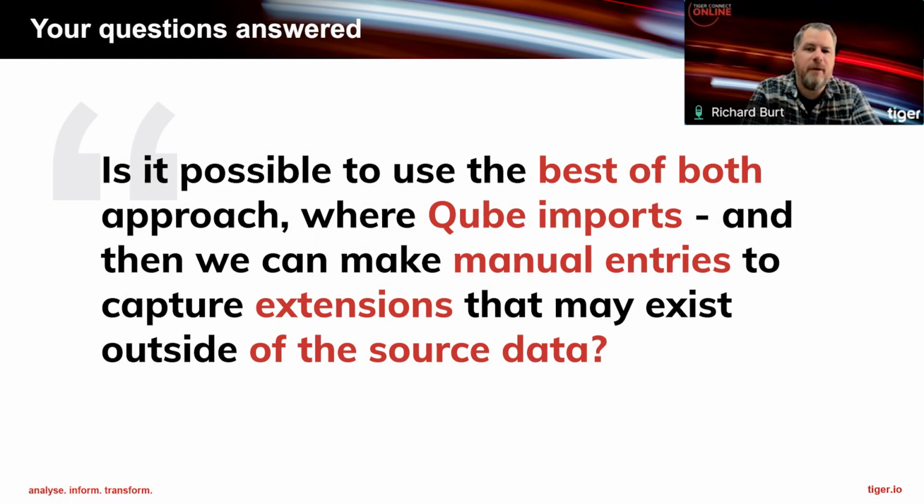So Matt, we've had a question coming from Mike. Is it possible to use a best of both approach where Cube imports and then we can make manual entries to capture extensions that may exist outside of the source data? Now, I assume, though, we would have to know about the extension because it was coming from the telephony switch or somewhere else anyway, right?